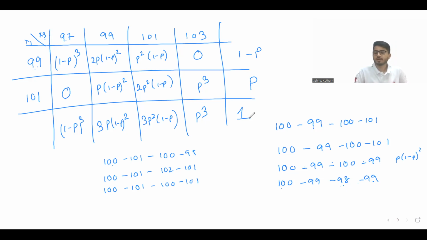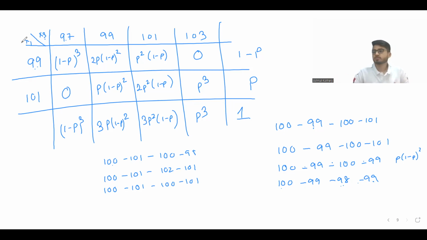If we closely look at the probabilities, these are nothing but binomial expansions. 97, (1 minus p) whole cube; 99, 3p (1 minus p) whole square; 101, 3p square into (1 minus p); 103, p cube. In case of X1, p and 1 minus p. Had you taken X2, that would have been p square, 2p(1 minus p), (1 minus p) whole square. So this becomes my joint distribution of X1 and X3.